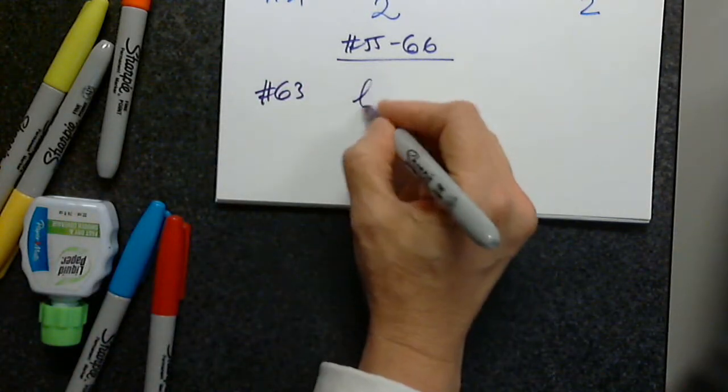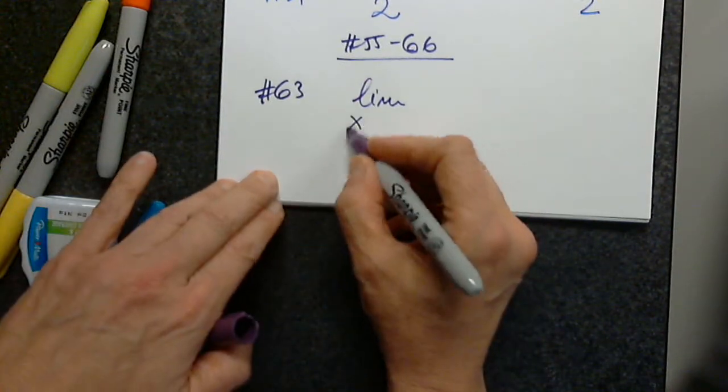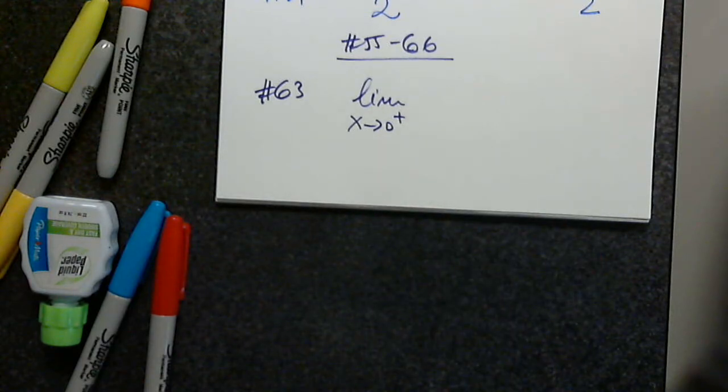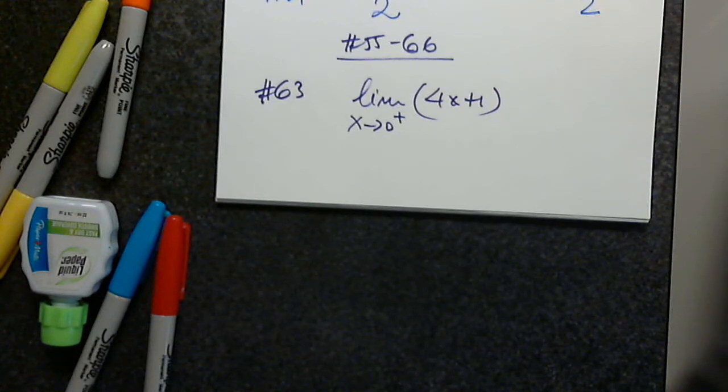63, limit. I think it's x approaches 0 from the right. Yep. Okay, and 4x plus 1 raised to cotangent x. Do you want to work on this for 2 minutes on your own and see what happens? Okay, then please work on this for just 2 minutes and we'll do it together, of course. Just give it a try.